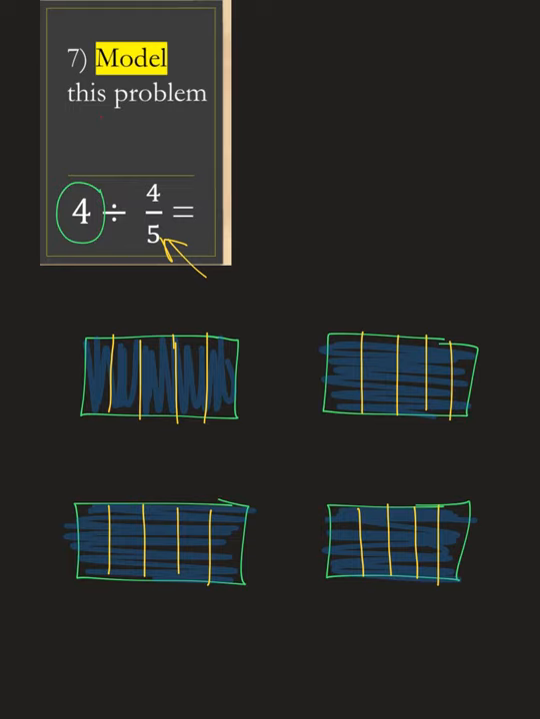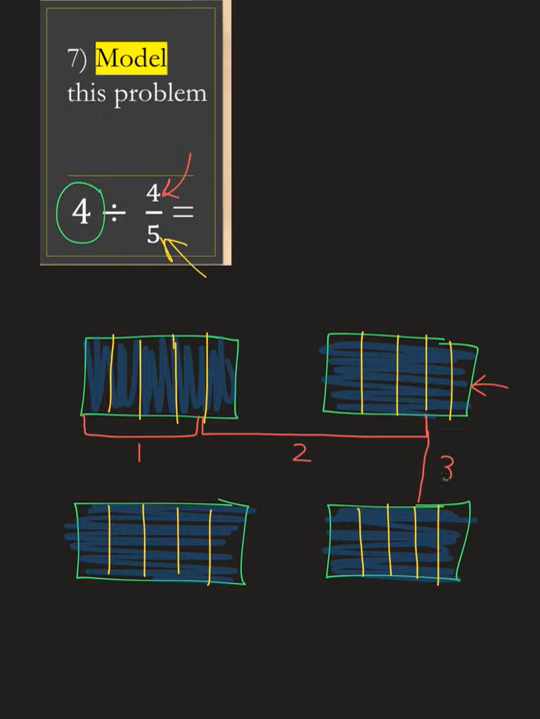Then the numerator on your second number tells you you're looking for groups of 4. So I need to go 1, 2, 3, 4. All right, there's one group. 1, 2, 3, 4. There's 2 groups. So there's 2 up here, and we're going to take 2 from down on that third box.